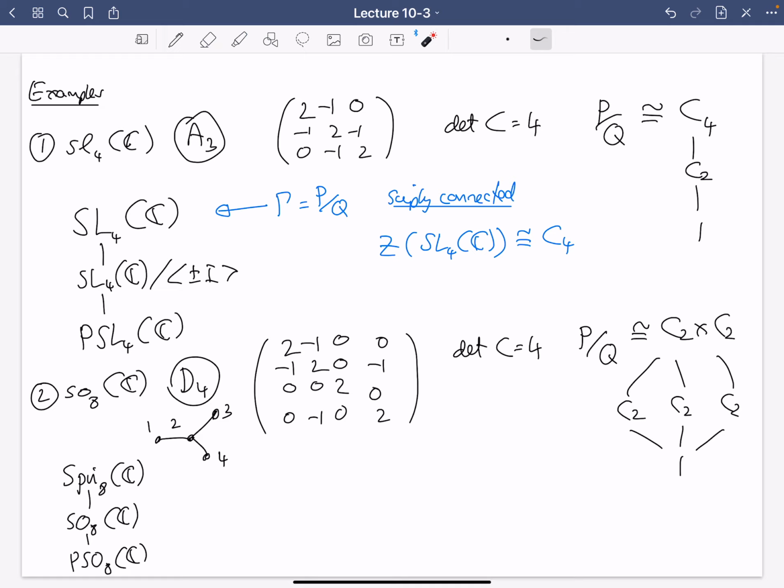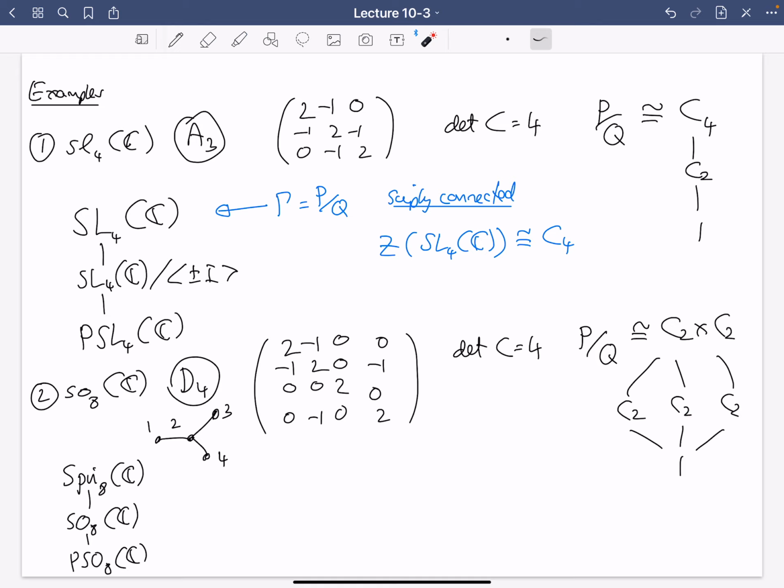Because what's going on is that there are actually three different SO8 of C's. There's three different ways, right? So over the complex numbers, the center of spin 8 is still C2 cross C2, and you get three different quotients of spin 8, all isomorphic to SO8, by factoring out different C2s in the center. And those are genuinely different quotient groups of spin 8, but they're all isomorphic.